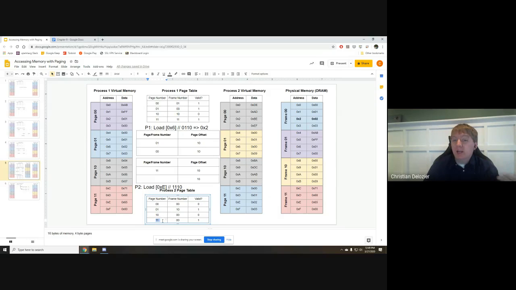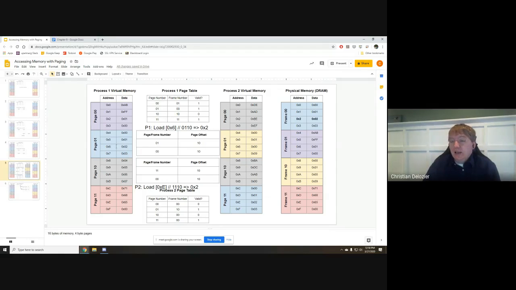So we have this per process page table that we're always going to use for each process individually. So we're going to look up 11 in this. We're going to see that that maps to frame 00. And so we're going to have 0010. And we should be able to see now that this is the same frame and same page offset as we got for process 1. So this is going to go to 0x2, just like process 1 did.